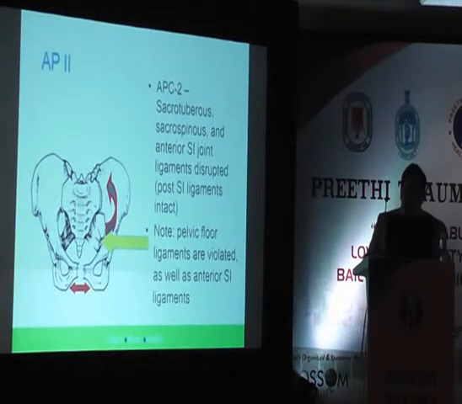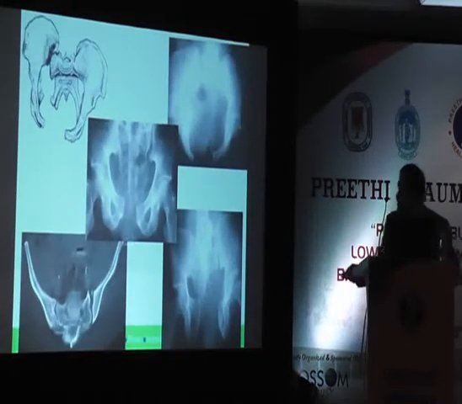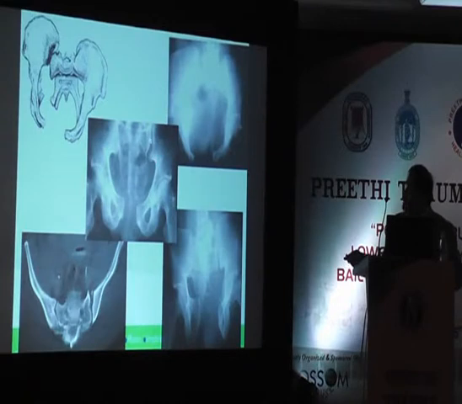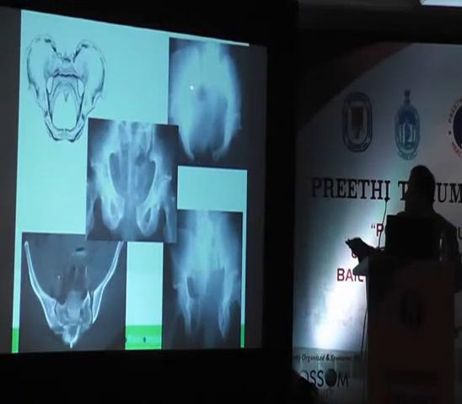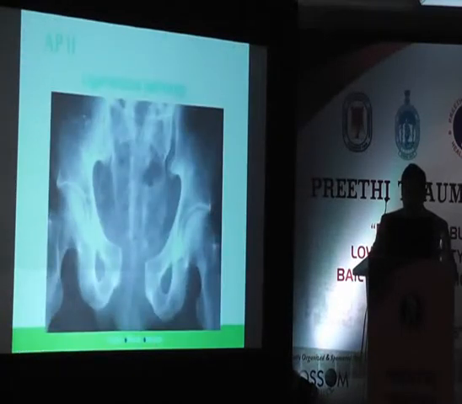So as we see, the sacrospinous and sacrotuberous ligaments are gone, the pelvic floor ligaments are violated, and the sacroiliac ligaments are also gone. Some of the examples, as we see here: pubic diastasis and anterior opening of the sacroiliac joint. Here again, same thing. Can you see the opening up of the sacroiliac joint here? We also have to look for some telltale signs. Sometimes there is avulsion of the sacral bone, as we see here.